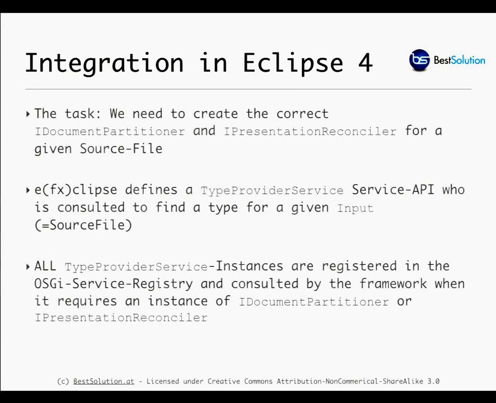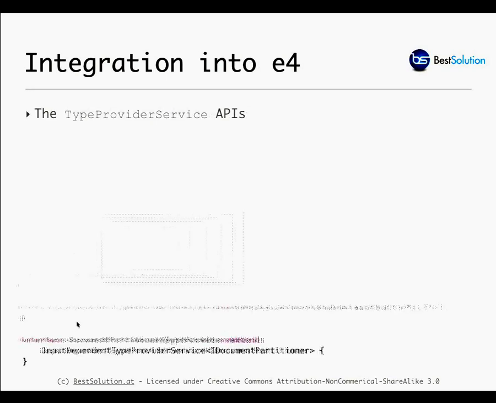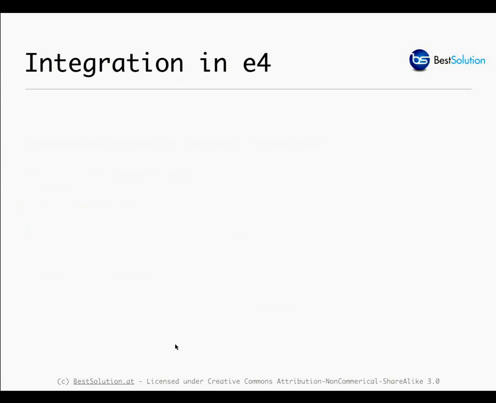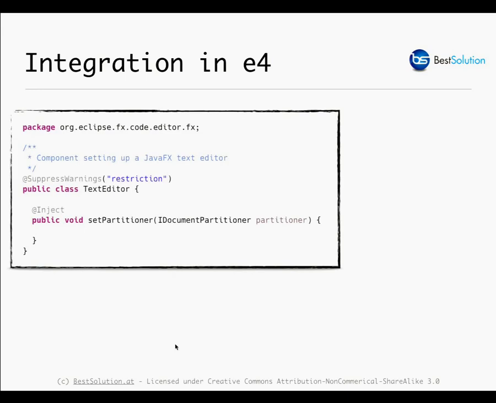Integration is done in Eclipse 4 with a so-called type provider service, which is a very cool thing in the end. When we look at the system, this is the interface that we have internally. It's called type provider service, and there is a subclass, input dependent type provider service, and the real provider service is the document provider type provider. So when the editor opens, it has an input of a Java file or a Dart file, and with this, it goes out and says, okay, this is how it looks from the dependency injection container side of the view.